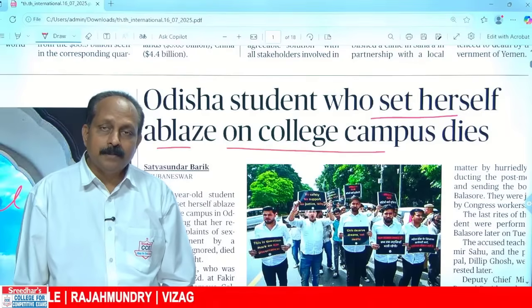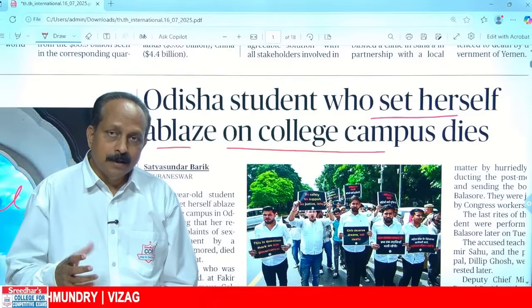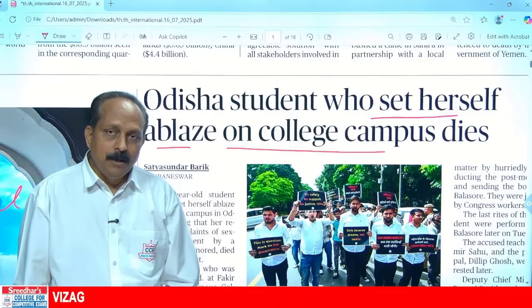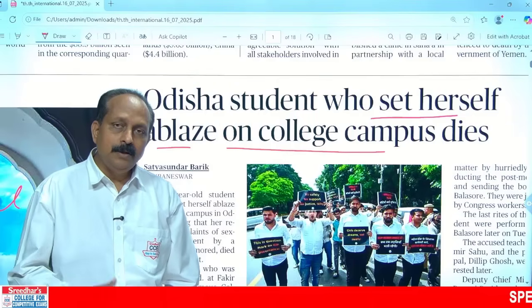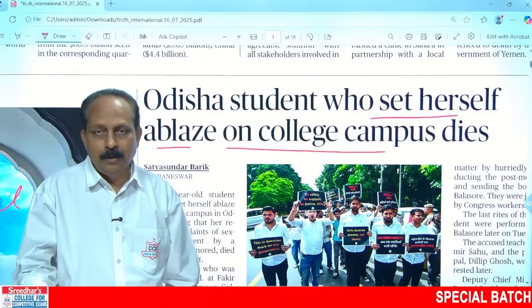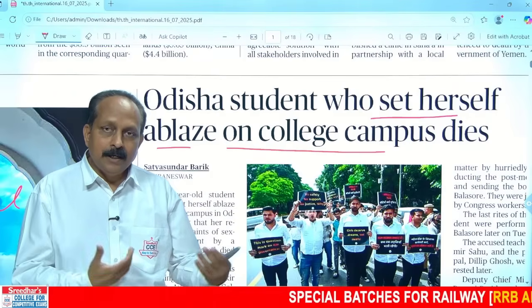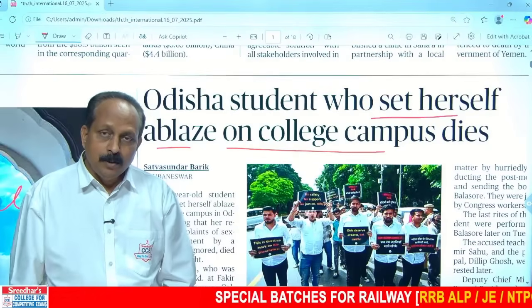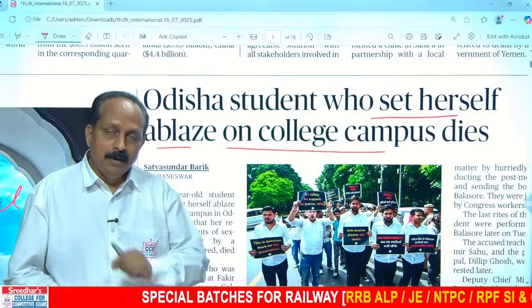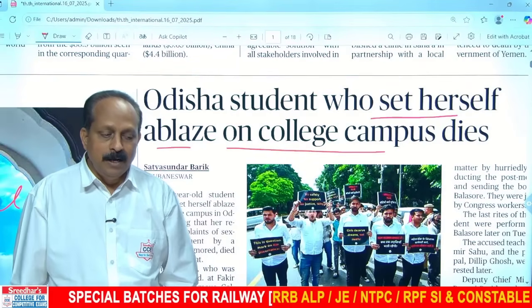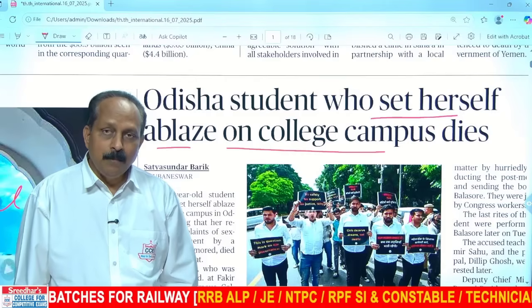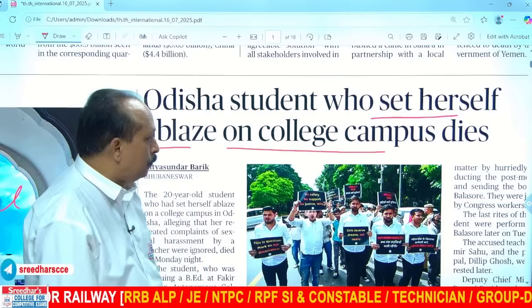What is that expression? Self-immolation. Have you heard of this? Self-immolation means sometimes you see on TV and also you read in the newspapers, someone out of frustration takes petrol or kerosene and douses himself in petrol or kerosene and sets himself or herself ablaze. That is known as self-immolation. Another important expression you have to know.